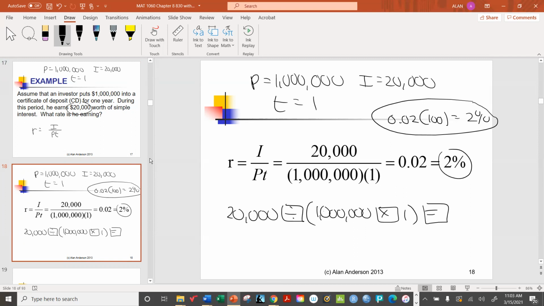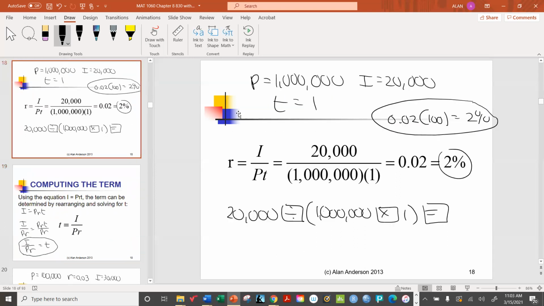All right, so that's that one. Now the last one that we still haven't considered is the time. We can also solve for the time of a loan or an investment by, again, rearranging the formula and solving for T. All right, let's do that.